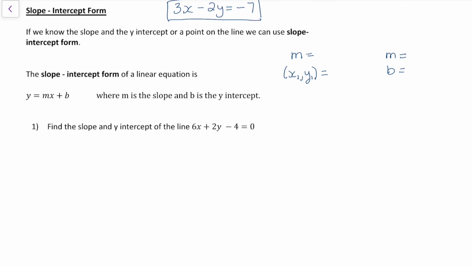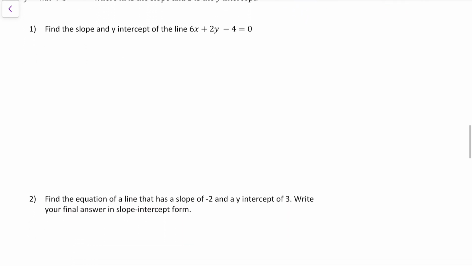So let's look at rearranging an equation to put it into slope-intercept form, and then pulling out the slope and intercept from that. So find the slope and y-intercept of the line 6x plus 2y minus 4 equals 0. So in slope-intercept form, we want it to be y equals and everything else to the other side. So that means I want to get my 6x and my minus 4 over to the other side. So I'm going to subtract 6x. Again, you have to do it to both sides.